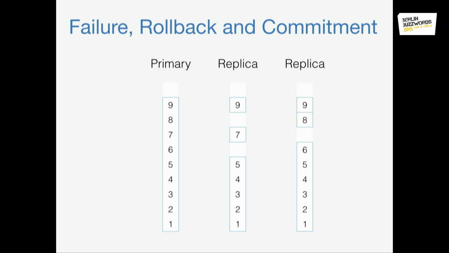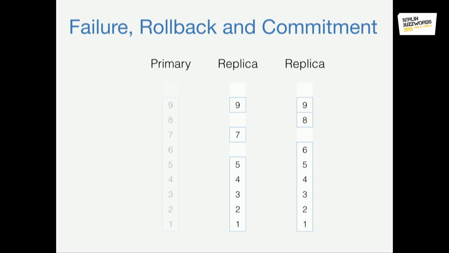Right, so we have operations 1 to 5 on all the copies. Operation 6 made it to replica number 2, 7 made it to replica number 1, 8 again to replica number 2, and 9 is a small document change that was immediately applied and returned. So 9 is acknowledged, but 8, 7, and 6 are not acknowledged. And then things happened and we lost our primary.